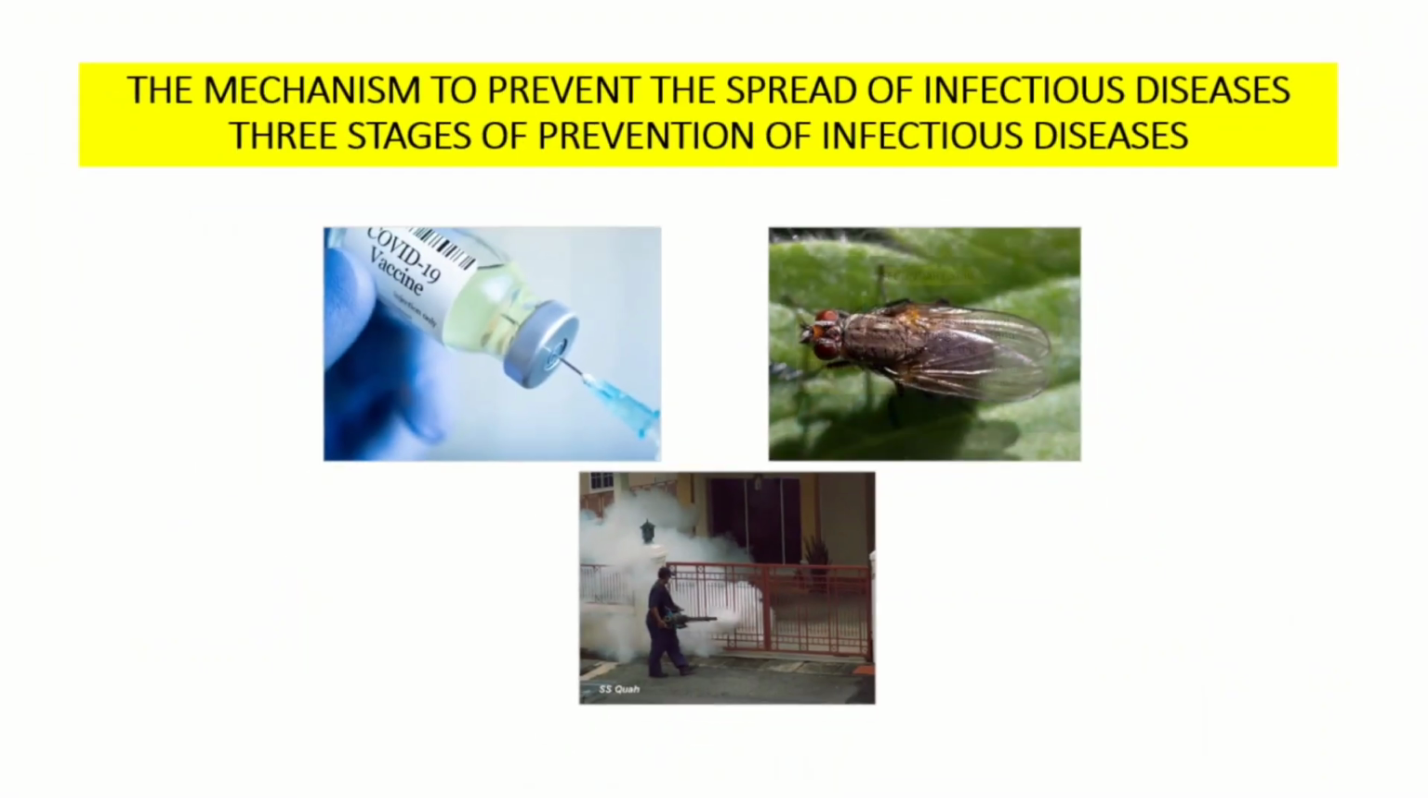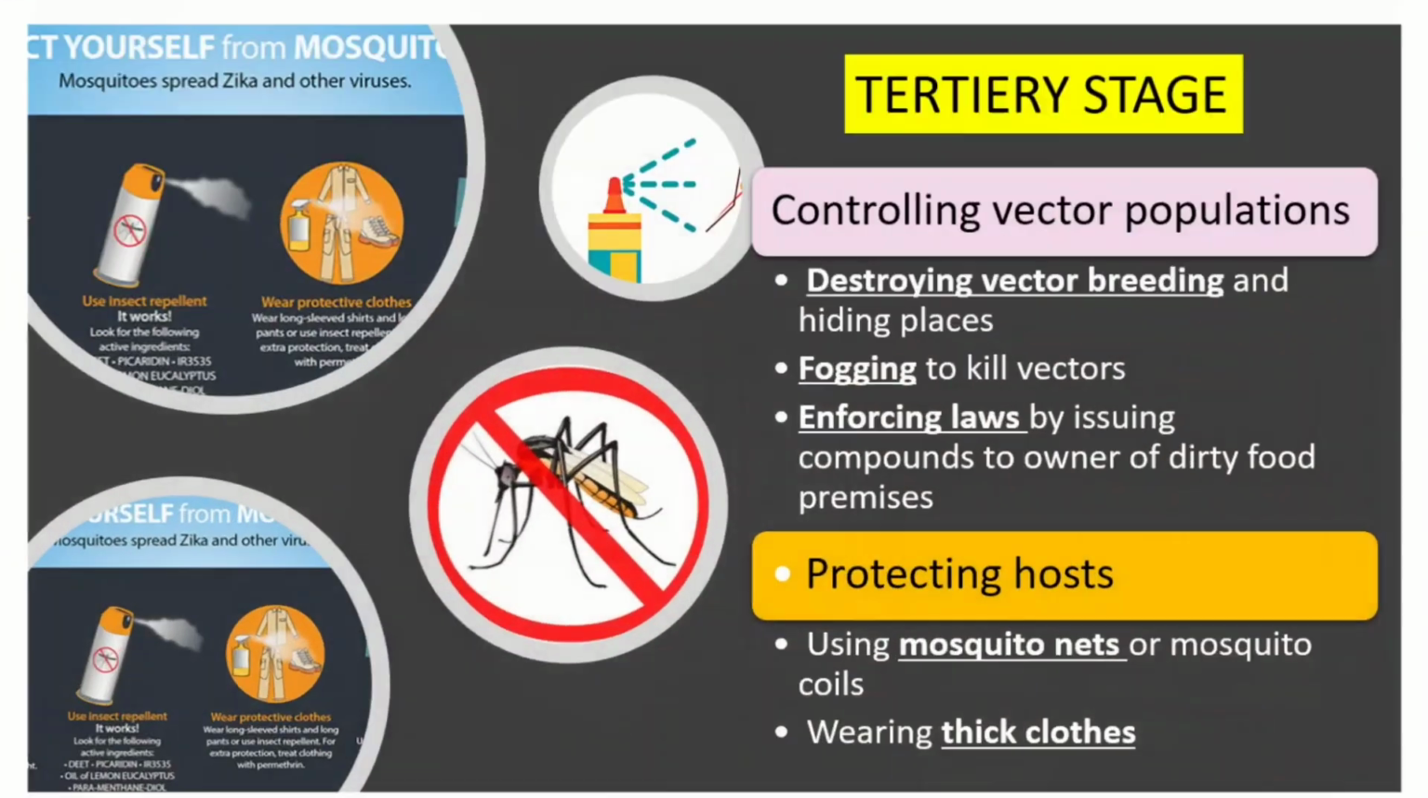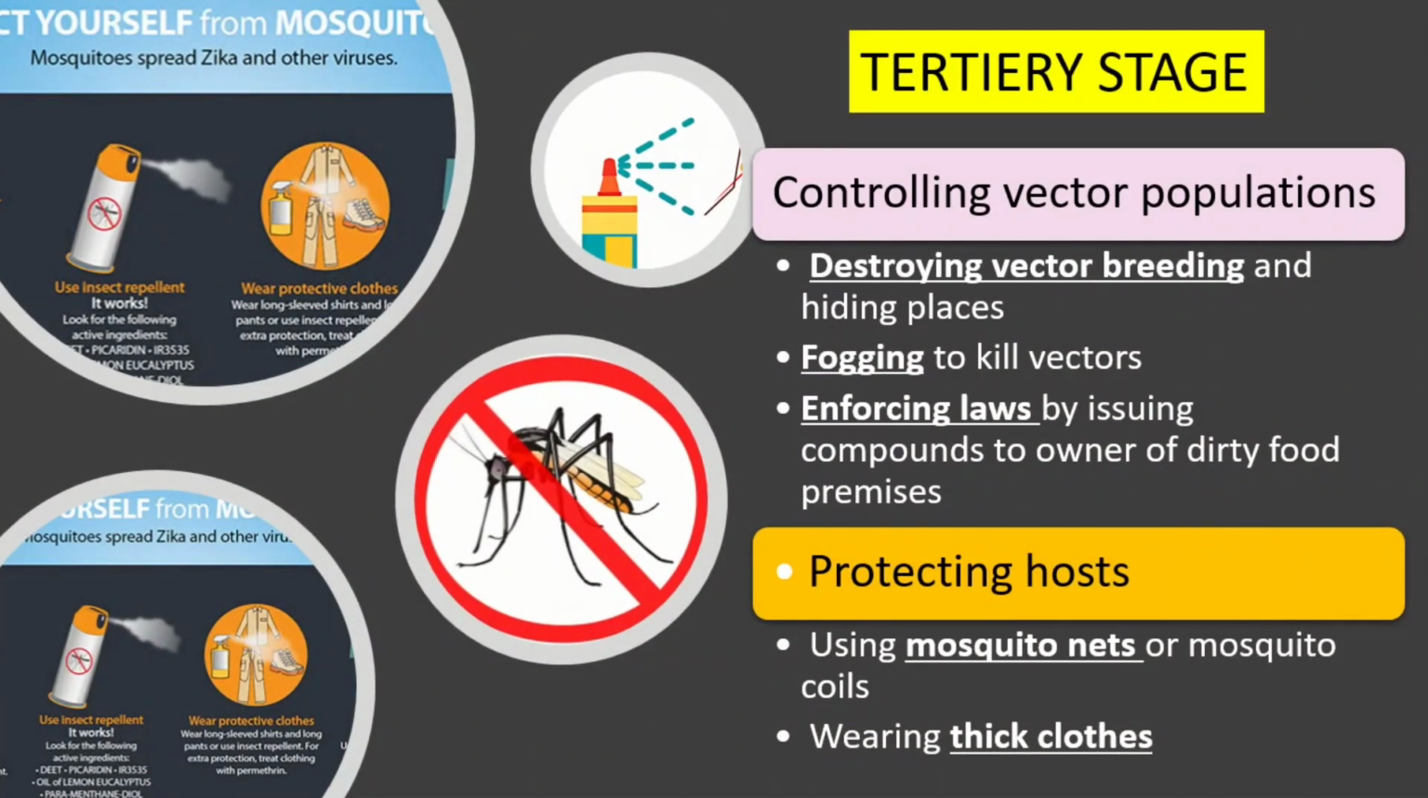Okay, last but not least, it's about the tertiary stage, which is controlling the vector population and protecting the host. So we have to control the number of vector population by destroying the vector breeding and hiding places, fogging, this one also untuk membunuh nyamuk biasanya kita guna, and enforcing laws, itu kita kenakan kompaun kepada rumah ataupun kedai yang kotor dan sebagainya. And then we have to use protective gear such as a mosquito net and also wear thick clothes. With that, thank you very much and have a nice day.